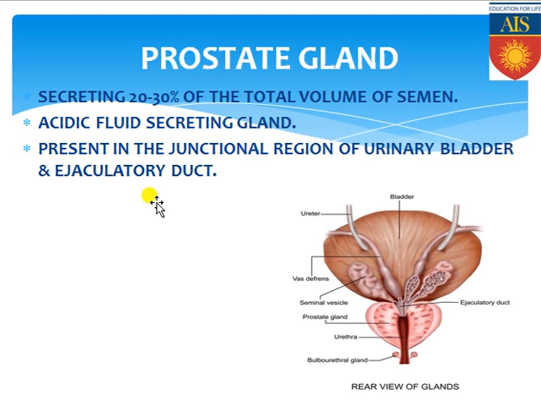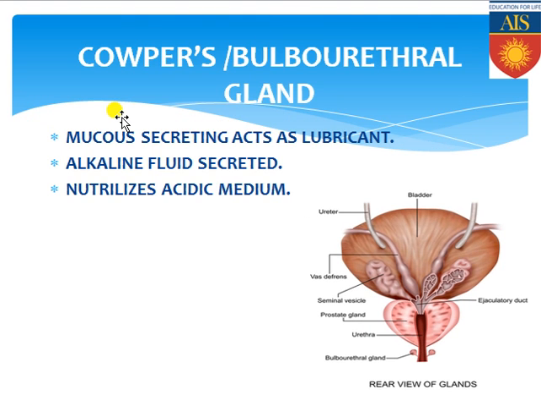Next, after the prostate gland there is another accessory gland present, which is known as Cowper's gland or bulbourethral gland. Keep it in your mind, this is a mucus secreting gland, and it acts as a lubricant for sperm movement. The alkaline fluid secreted by this gland neutralizes the acidic medium within the male reproductive tract, specifically within the urethra, as well as the acidic medium within the female reproductive tract when the sperms are moving towards their destination, that means up to the ovum.